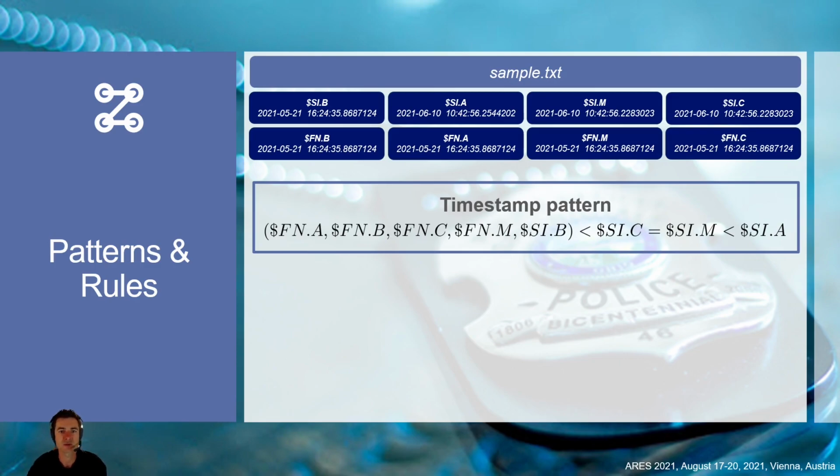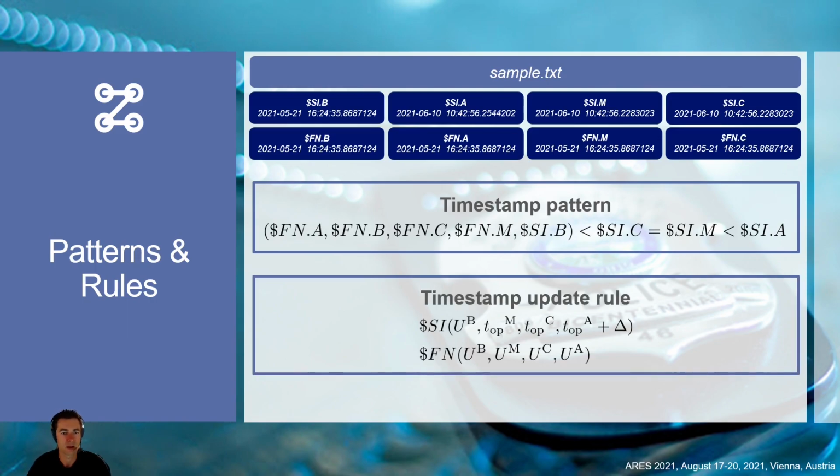When we are speaking about resulting patterns, we also can define a timestamp update rule. The term U means that the initial timestamp remains and will not change due to this file operation. TOP stands for the operation time of the event, while delta is an additional time period for performing the file operation. So the rule states that all FN timestamps will be preserved, also SCB remains the same, SCM and SCC will be adapted to the time of the file modification, while for SCA the processing time will be considered.